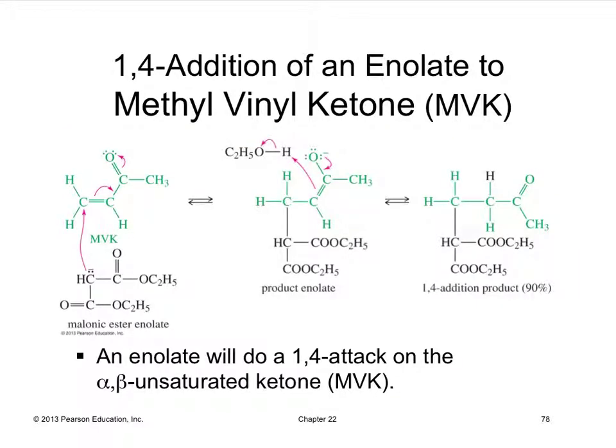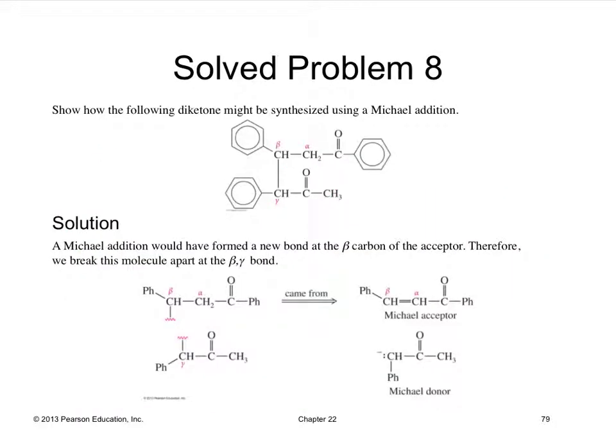1,4 addition of an enolate to methyl vinyl ketone, or MVK. So here's your malonic ester enolate. This will add. Here's your MVK. This will move. So it's a 1,4 addition, right? And then electrons will come down. This will protonate to form your 1,4 product. So an enolate will do a 1,4 attack on alpha, beta-unsaturated ketones or methyl vinyl ketones.